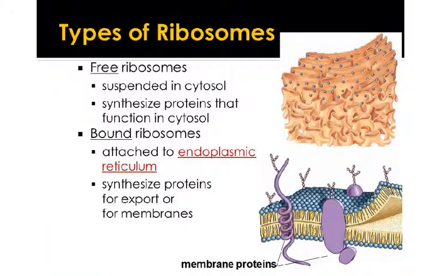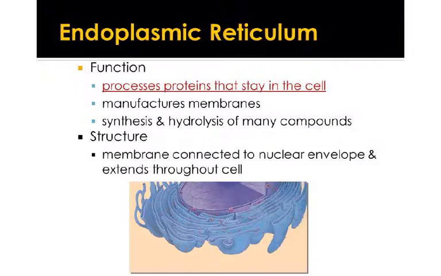You have two types of ribosomes. You have free ribosomes, which float around in the cytoplasm, and they make proteins that are going to stay in the cytoplasm, proteins that will stay in the cell. And then you have attached or bound ribosomes, which are attached to the rough ER, or endoplasmic reticulum. Those attached ribosomes make proteins that will eventually be sent out of the cell, or proteins that will be embedded in the plasma membrane. But the ribosomes that are free or floating around loose in the cell make proteins that stay in the cell.